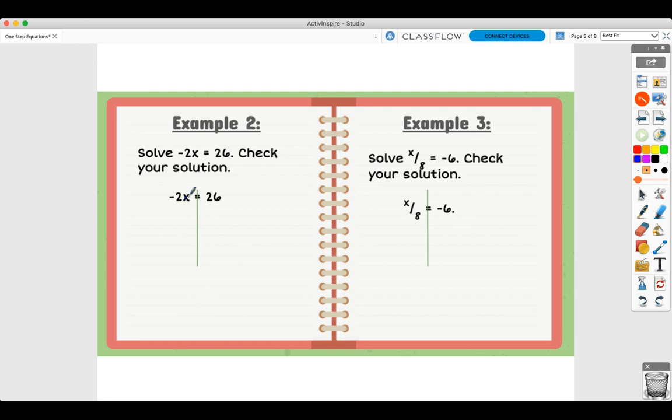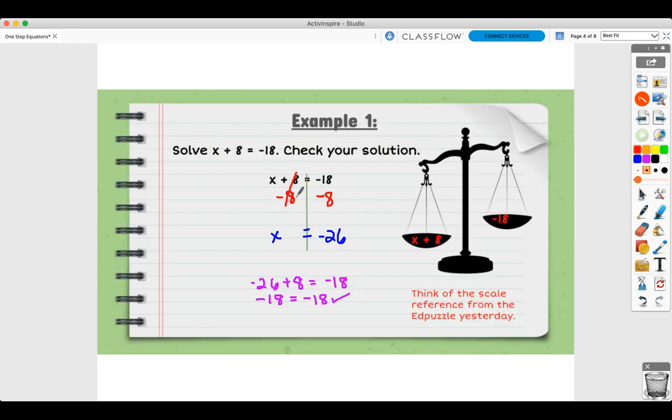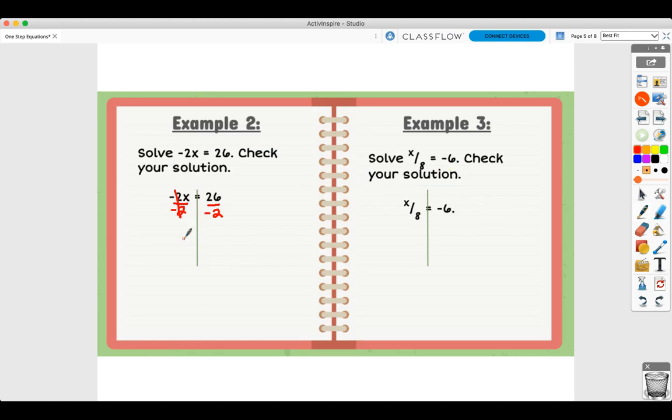This equation is negative 2x equals 26. And remember, when you have a number in front of the x, the coefficient, it's multiplying. So what's the inverse operation of multiplication? You should all be saying division at the same time out loud. So you're going to divide by negative 2 on this side to get that x by itself, and whatever you do to that side, you do to the other side. And now you can cross this off. I really love crossing it off, and I loved doing that when I was in school in my notebook. And now you have x by itself equals 26 divided by negative 2.